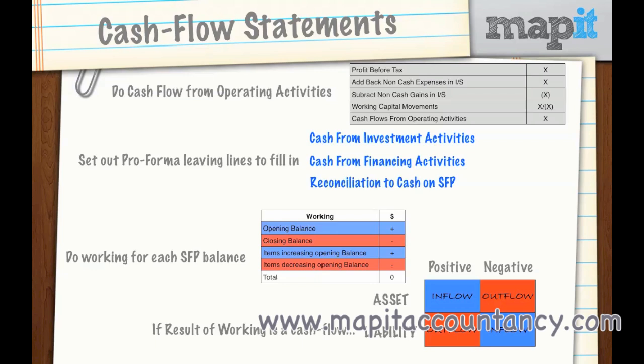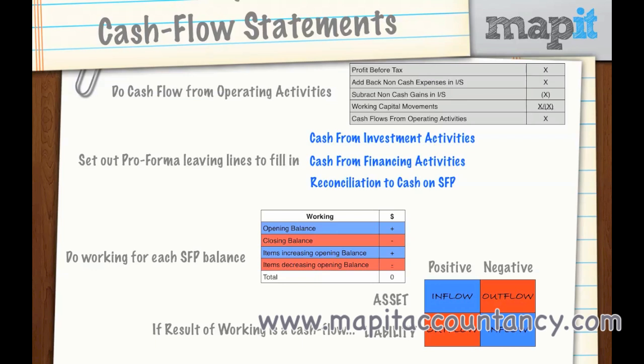Start at the top of the statement of financial position, work down it, do this working for each item that you come to, add the opening balance, less the closing balance, look through the other notes to the cash flow statement and add in things that will increase the balance, subtract out things that decrease the balance, and get a total at the bottom of that working. The result of that working then can be interpreted using your table.